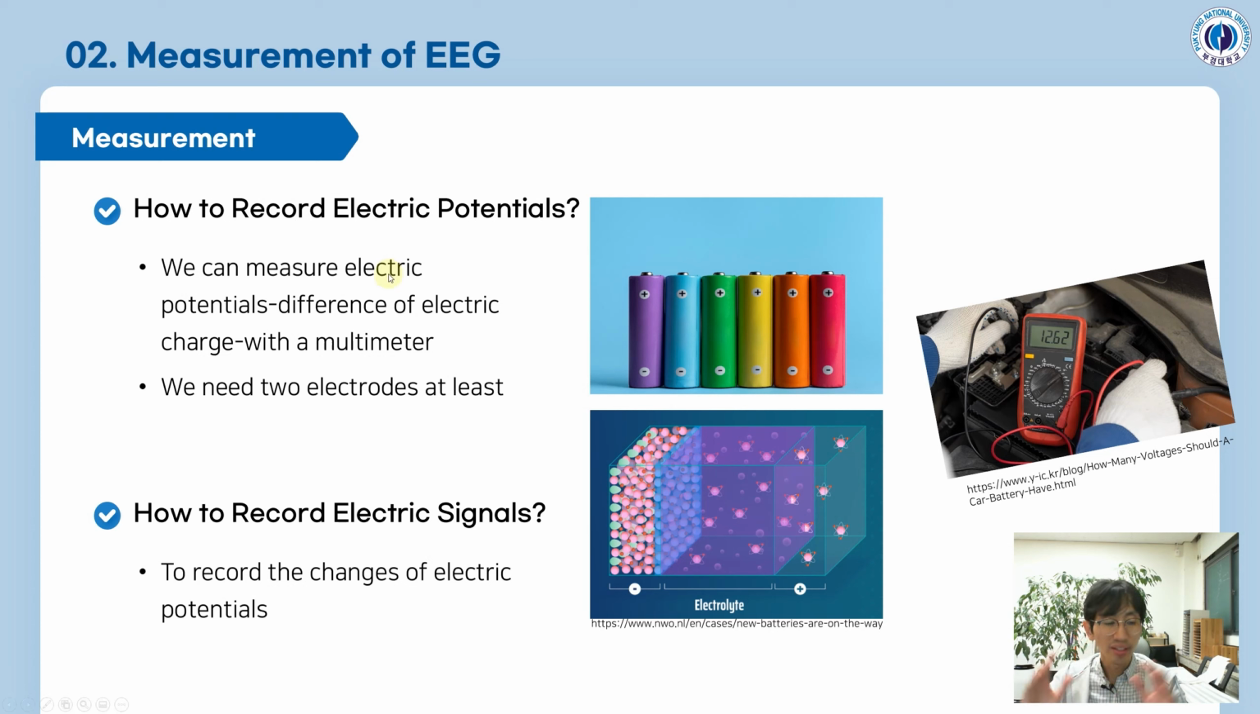Of course, there are electric charges, there are electric fields in the air, but it is very, very difficult to measure the electromagnetic field in the air. Instead, it is relatively easier to measure the electric potential changes, the electric charge difference between two spots. Okay.